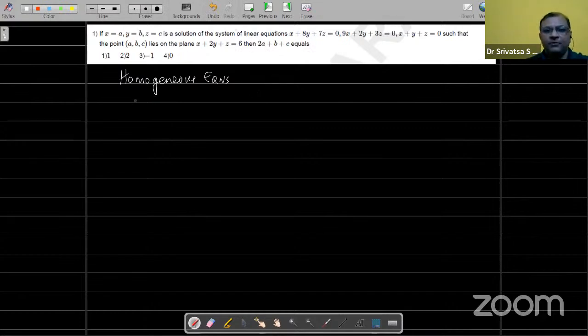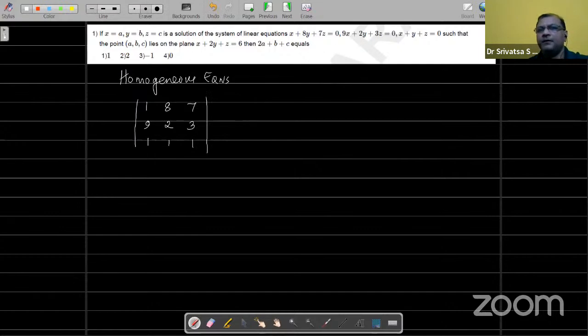So first thing we would look at is, for the homogeneous equations to have a solution, we must have the determinant of the coefficients formed by these equations should go to 0. So that's our starting point. So let's look at that. So the first equation gives me 1, 8, 7. Second equation will give me 9, 2, and 3. And the third will give me 1, 1, 1.